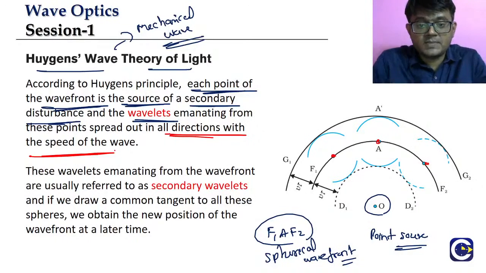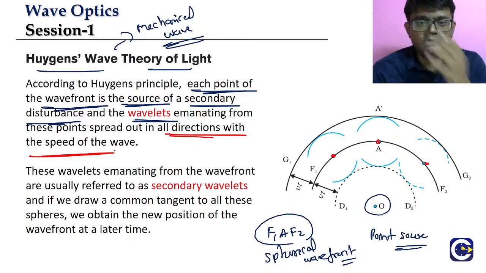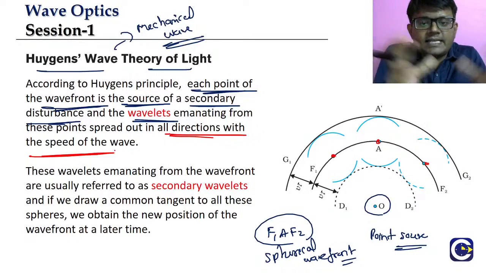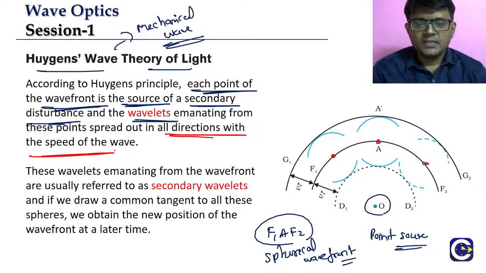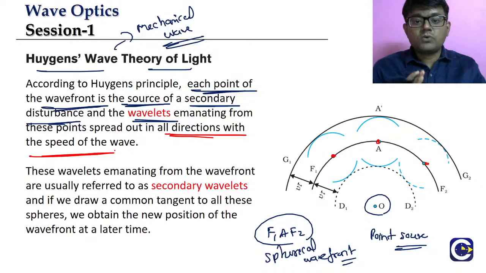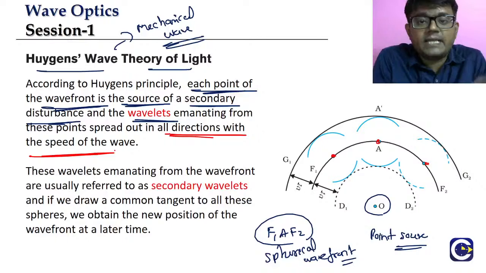So understand this concept clearly. At a given time we have a wavefront. In this case it is a spherical wavefront. Now each and every point on that wavefront will create a secondary disturbance. So we call them what? The wavelets. These wavelets will travel in all directions, and they will be traveling with what speed? Speed of light.